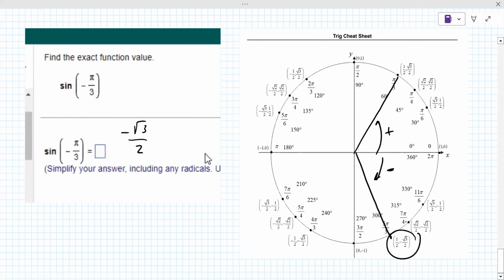Wait, what does that mean? Sine is the y value? Sine is the y value on the unit circle. All of these ordered pairs have an x and a y value. X is the cosine, y is the sine. Okay, so for every single one on this, x is always a cosine and y is always a sine.